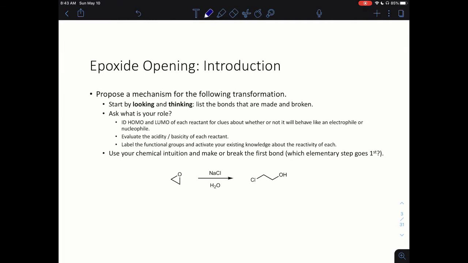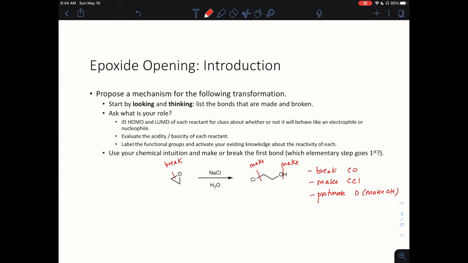So let's think about what's happening overall here. We can see that we are breaking this bond. One of these carbon-oxygen bonds is being broken, and we're making this carbon-chlorine bond. So a CO bond will be broken, a carbon-chlorine bond will be made, and then we can also see we've made an OH bond. So we should protonate oxygen, aka make the OH bond. So those three things need to happen.